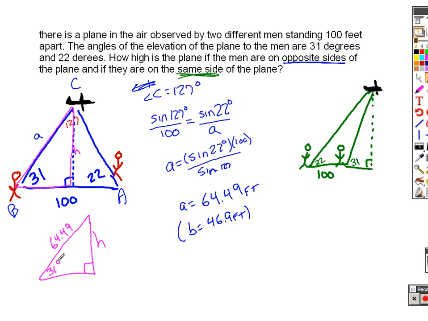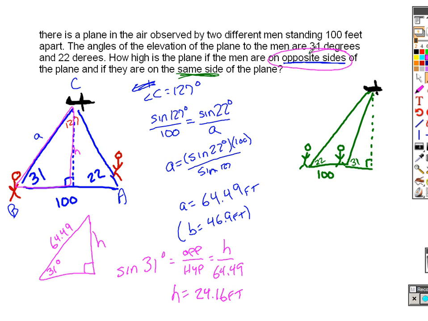So now I'm back in the right triangle trig. I have an angle, I have something opposite, and a hypotenuse. So I can say sine of 31 is equal to opposite over hypotenuse, which means it's just equal to h over 64.49. All I do is multiply by 64.49, and that means that my final answer, h, is going to be equal to 26.14 feet. That is my answer for if they are on opposite sides, that it's 26 feet in the air. Not very high in the air, to say the least.